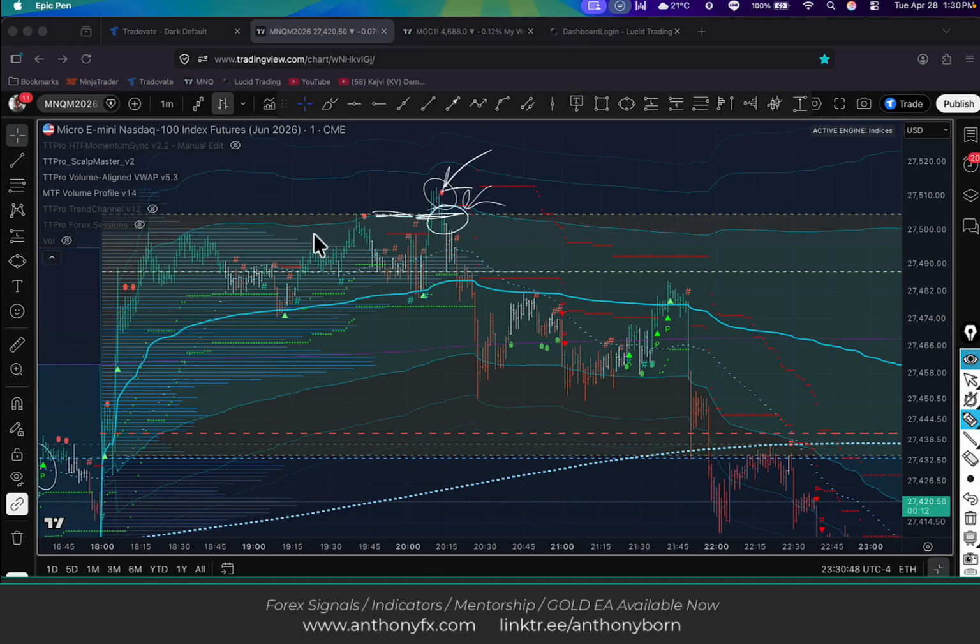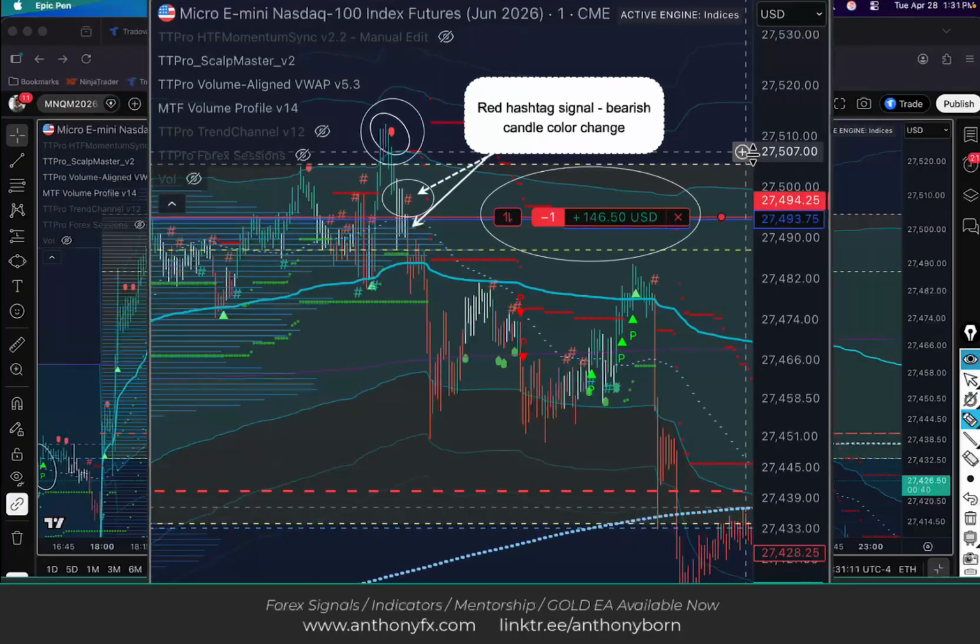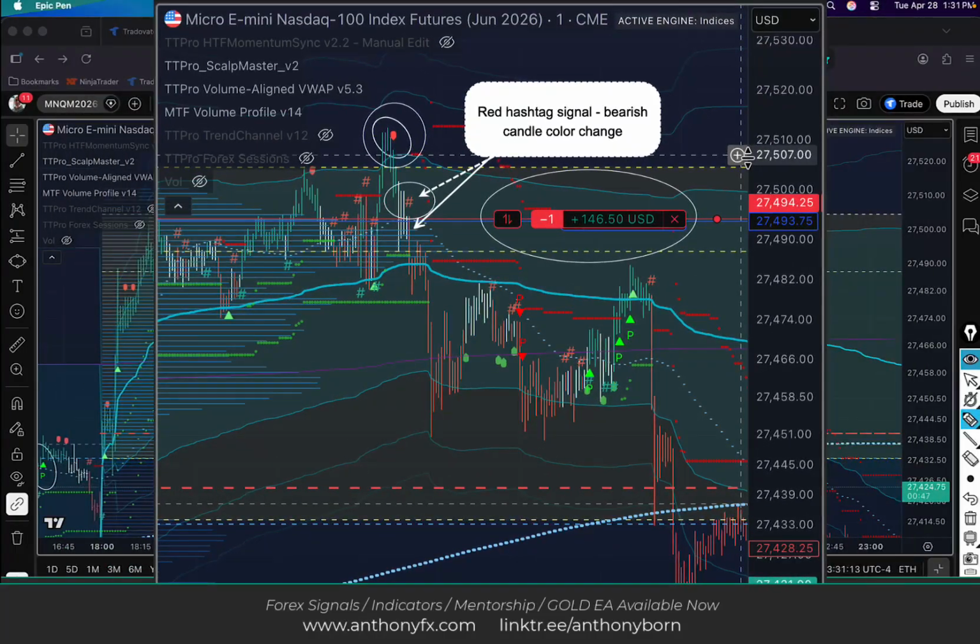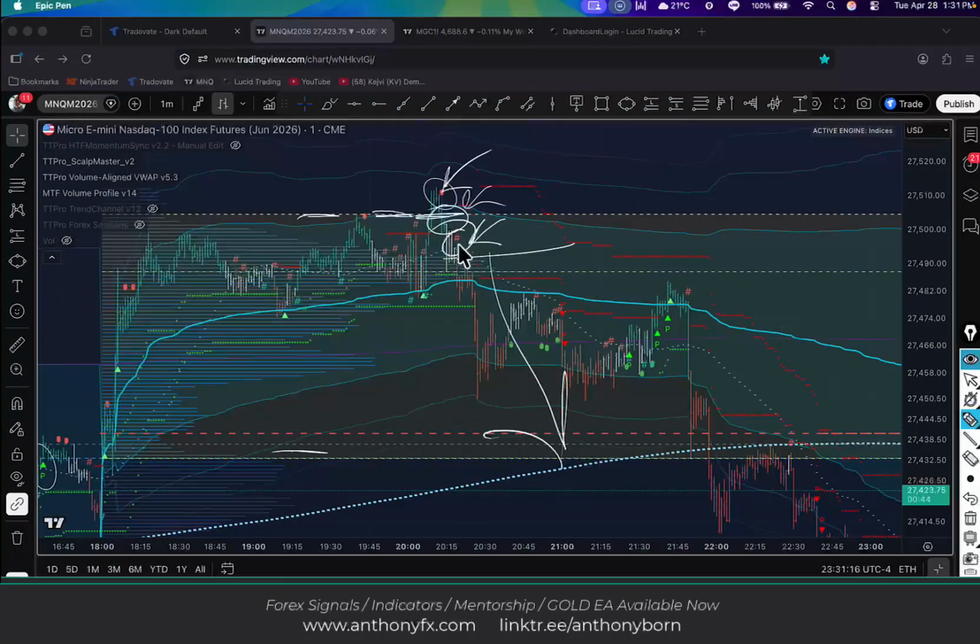And so at the high of this area, given that this is way overextended, I was happy to take a trade based on that red candle. So that's where I entered. Short. Counter trend. But the other thing that is a help, if you don't want to enter so early, is the break under this blue line.